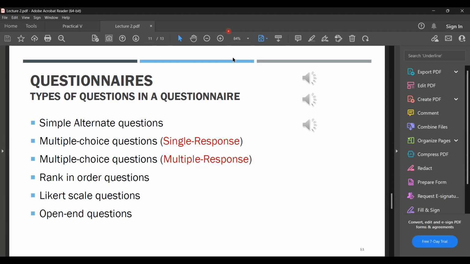As an example, you can say, let's say, what is your highest educational qualification? You have 4 choices: O level, A level, degree, and PhD, likewise. And here there is only a single response. Highest educational qualification, it can't have two or three responses, right? And here there might be multiple choice questions with multiple responses.